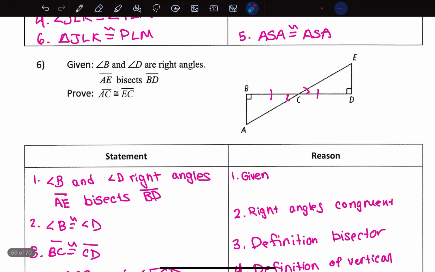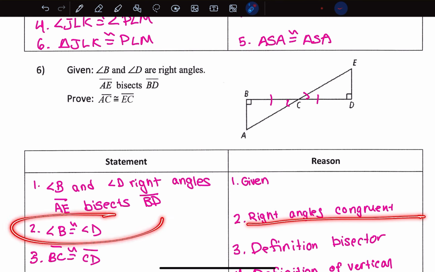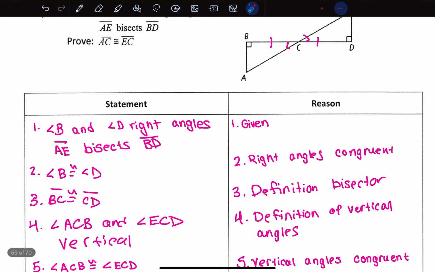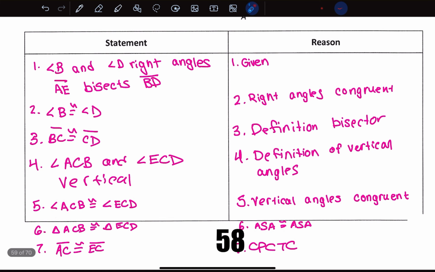So, seeing that written out, angle B and angle D are right angles, AE bisects BD, given information. Because we have right angles that are congruent, I have a pair of congruent angles. Definition of bisector gives me my segments. Then we have our 2 lines for vertical angles to give us our third component, our last angle, to say that the triangles are congruent. Therefore, AC is congruent to EC by CPCTC.